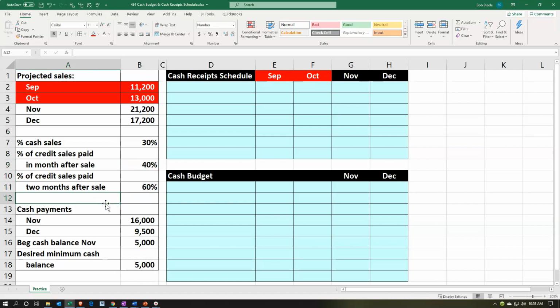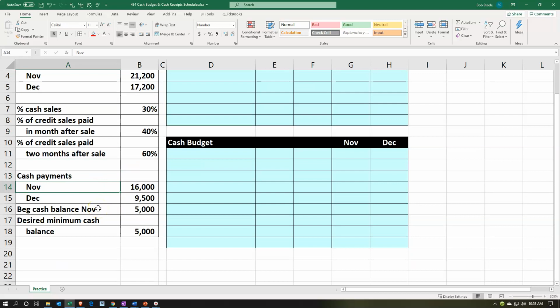Then we have the cash payments. So this is on the payment side of things. And we are just simply given November payments, the $16,000, December payments, $9,500. Then we have the cash balance as of November, the beginning balance. So that would be as of the end of October, which would be the beginning of November. The desired minimum cash balance, in other words, we want to have in our bank account $5,000. If we dip below $5,000, we would like to take out a line of credit, possibly a loan, in order to keep it at that $5,000 so that we make sure that we have the cash flow necessary to cover any obligation that needs covering.